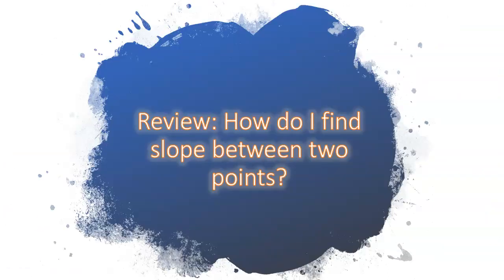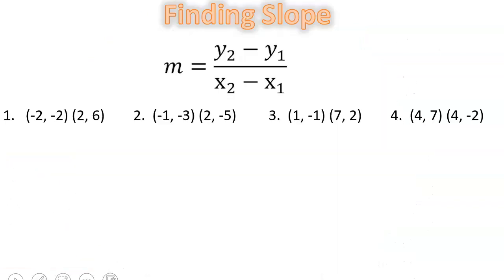All right. Up next, how do I find slope between 2 points? You're going to do it the exact same way that you did your tables. So slope between 2 points, you're going to use y2 minus y1 over x2 minus x1. So you need to make sure you label your points.